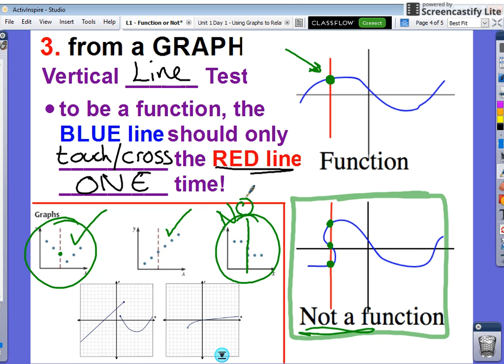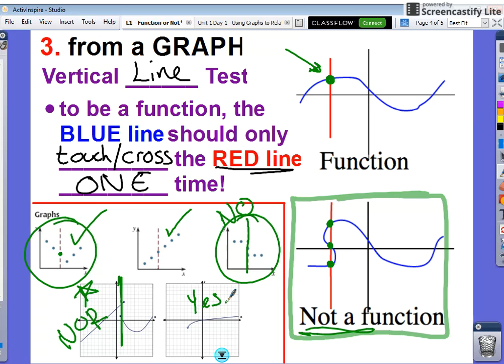How about this one on the bottom left, right here? Would this be a function? No, it would not. It crosses one more time, so nope. And last but not least, would this be a function? Yes, this would be a function.